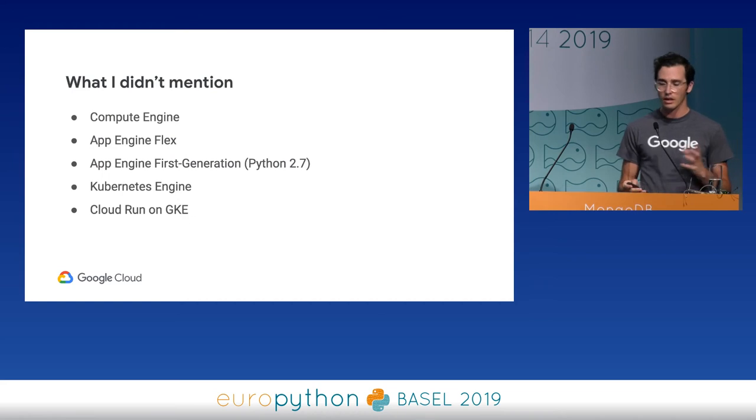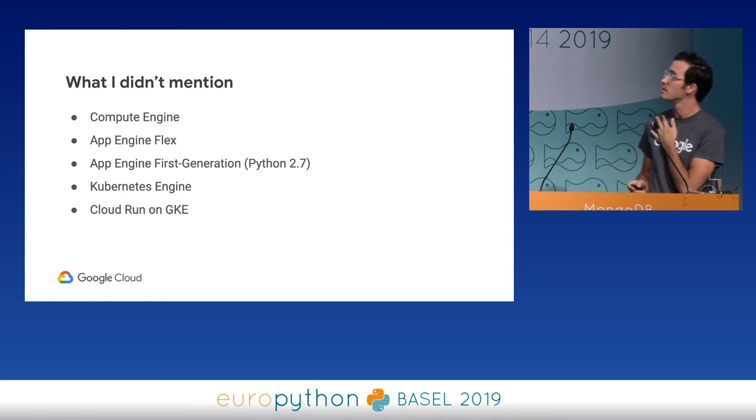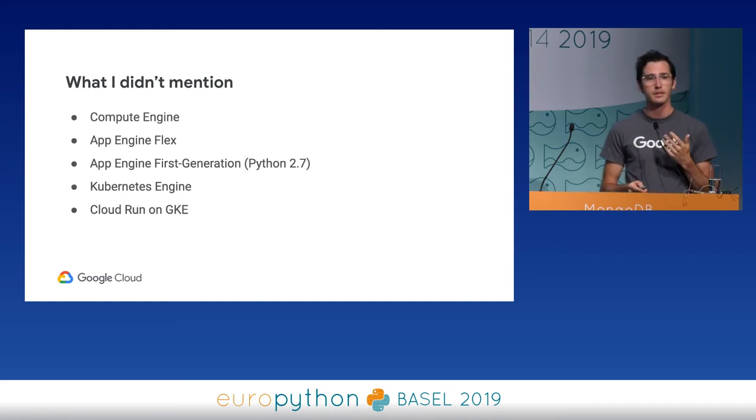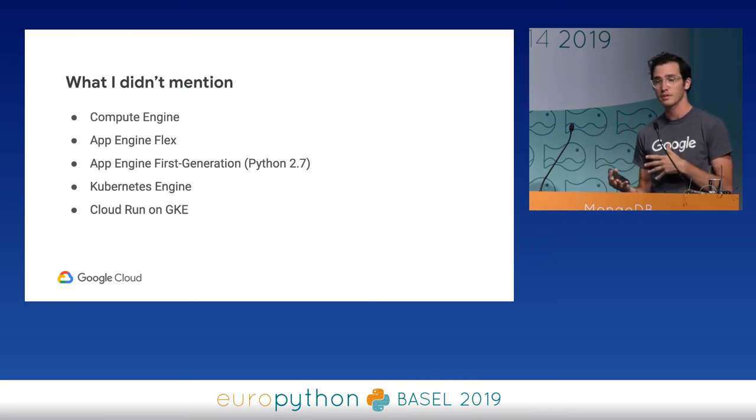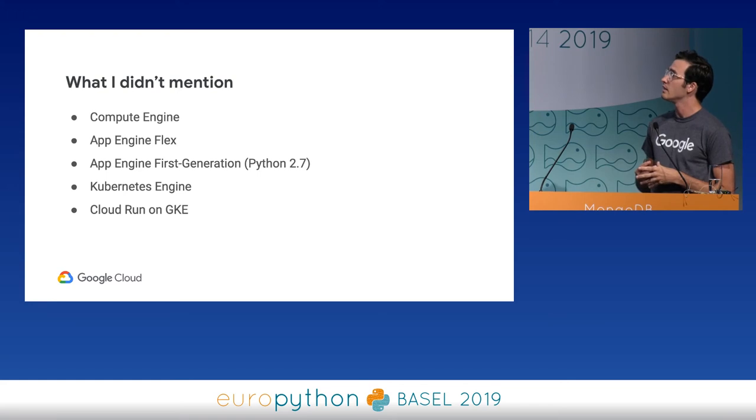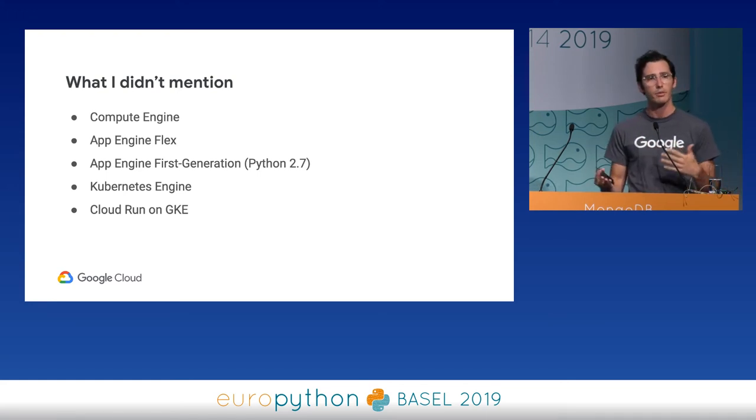So there are a few things I didn't cover right now. Some of them are Compute Engine and App Engine Flex. These are more VM-based runtimes that aren't serverless. I didn't cover them here because they've been around for a while and you might have already heard of them. I didn't cover App Engine first generation necessarily because that's Python 2.7 and it's going to go away soon. Not App Engine itself, but Python 2.7 is quickly coming to end of life.